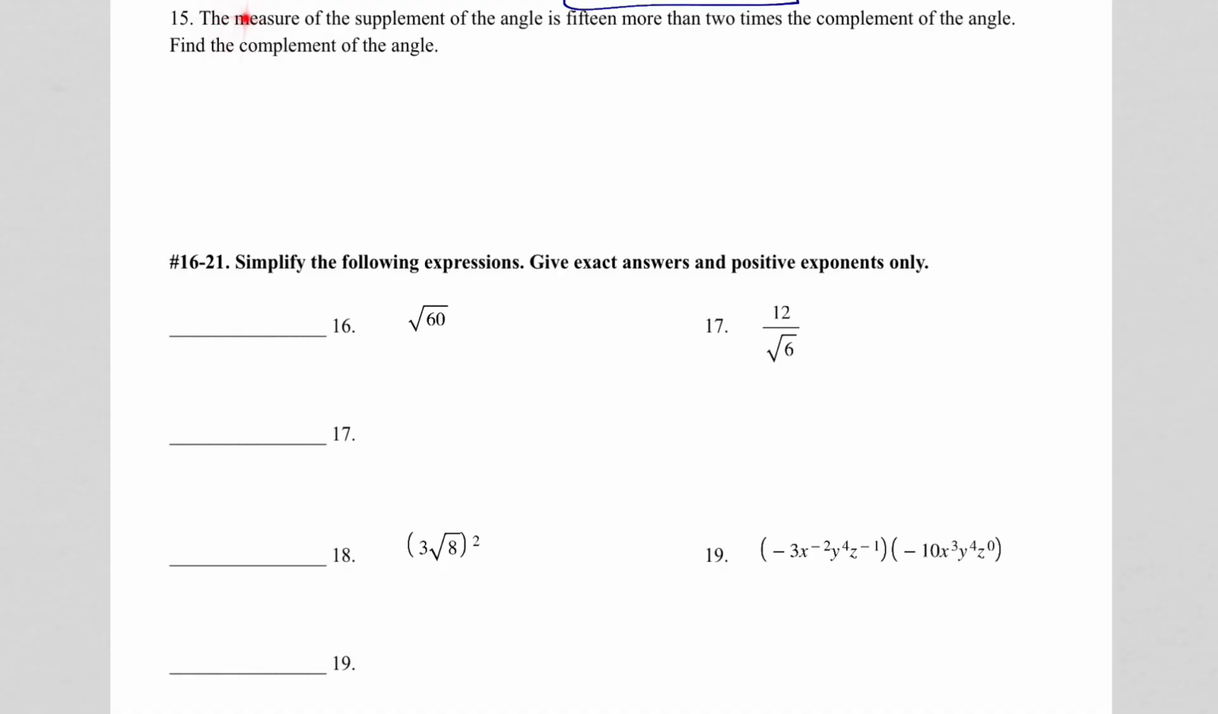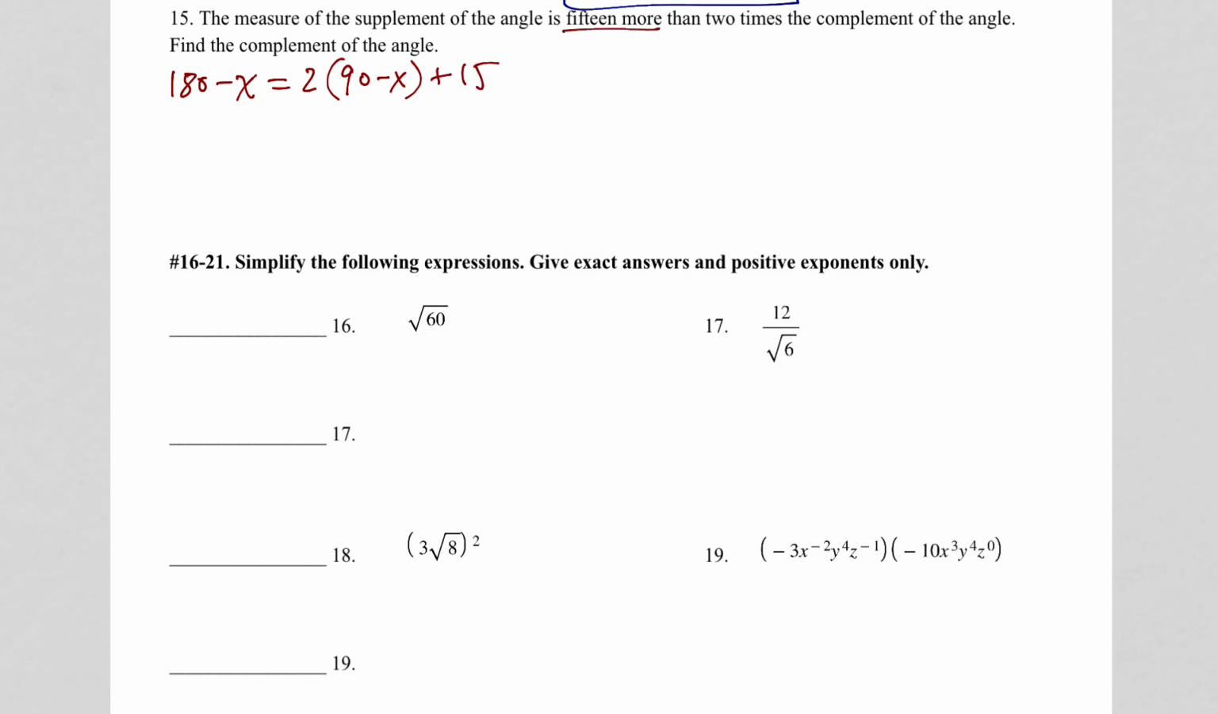It says the measure of the supplement of an angle is... So let's stop right there. The supplement is 180 minus x, is 15 more than 2 times the complement. Well, the complement is 90 minus x. 2 times that is that. And then 15 more is that.